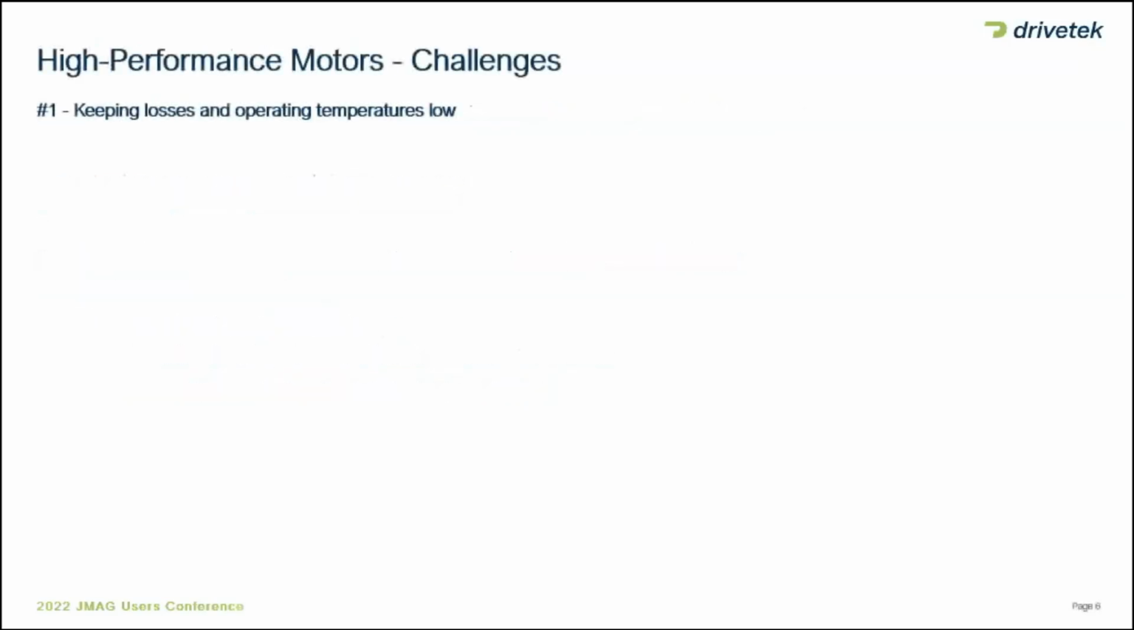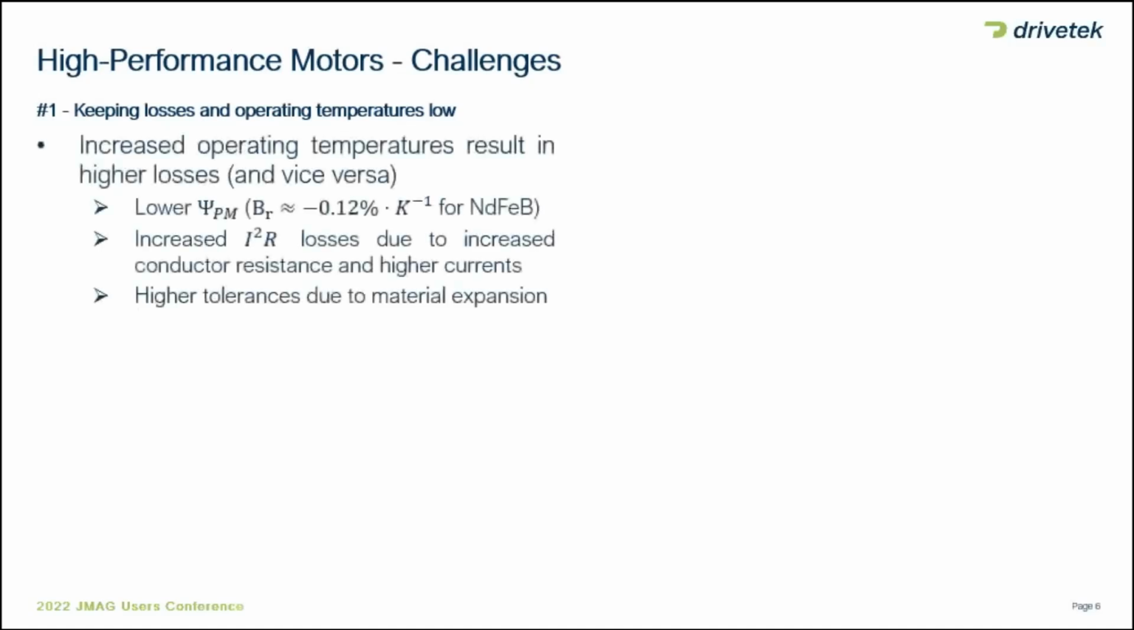So what are the challenges in high performance or high performance density motor designs? Number one, of course, is keeping losses and operating temperatures low. Because, as most of you know, increased operating temperature also results in increased losses and a reduction of permanent magnet flux. This is a vicious cycle, because to compensate the decrease in torque due to the reduction in permanent magnet flux, we have to increase the current. While increasing the current, we also increase the losses. And while increasing the losses, we increase the temperatures.